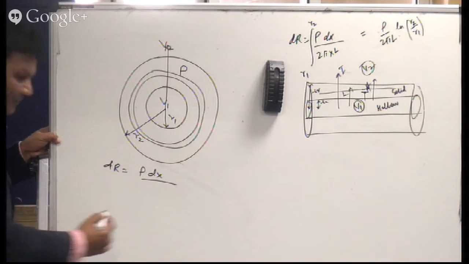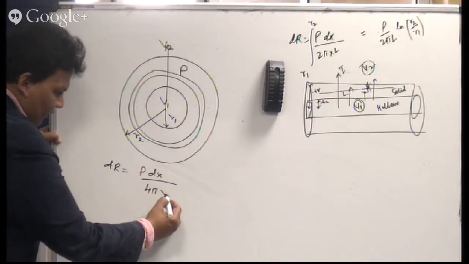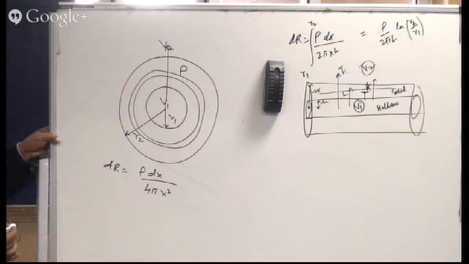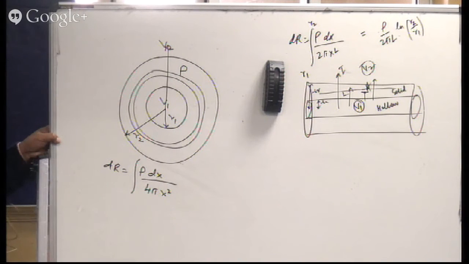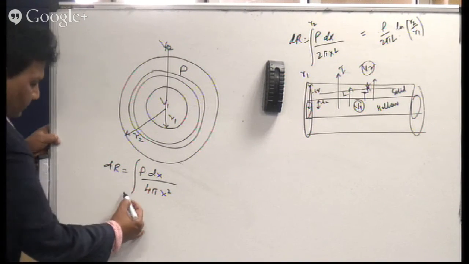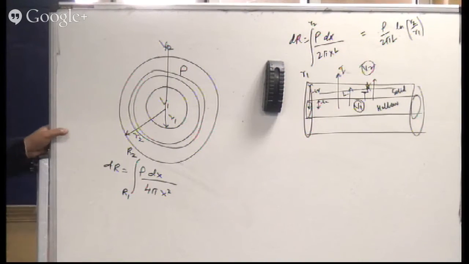स्फीयर का एरिया कितना होता है? 4 pi x squared. rho L by A, यही होता है ना? इसको इंटीग्रेट कर दूं, कहां से कहां तक? जल्दी से कितना है?